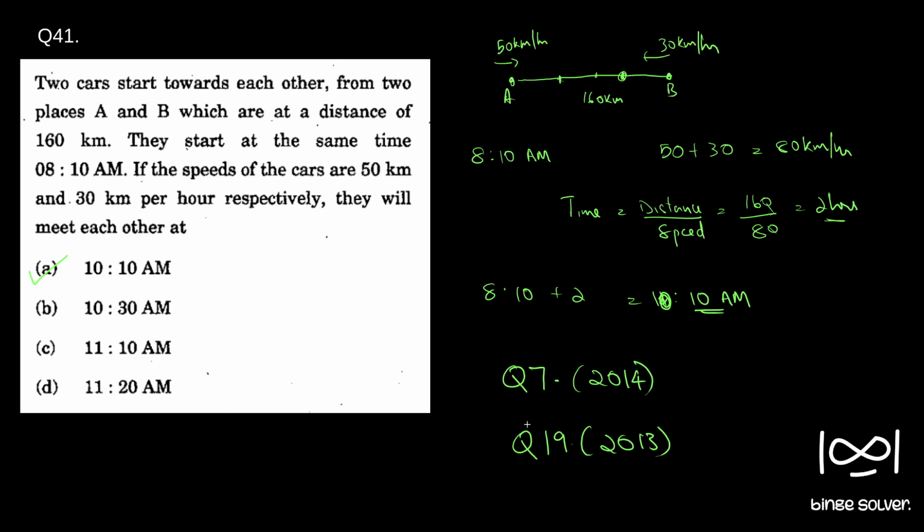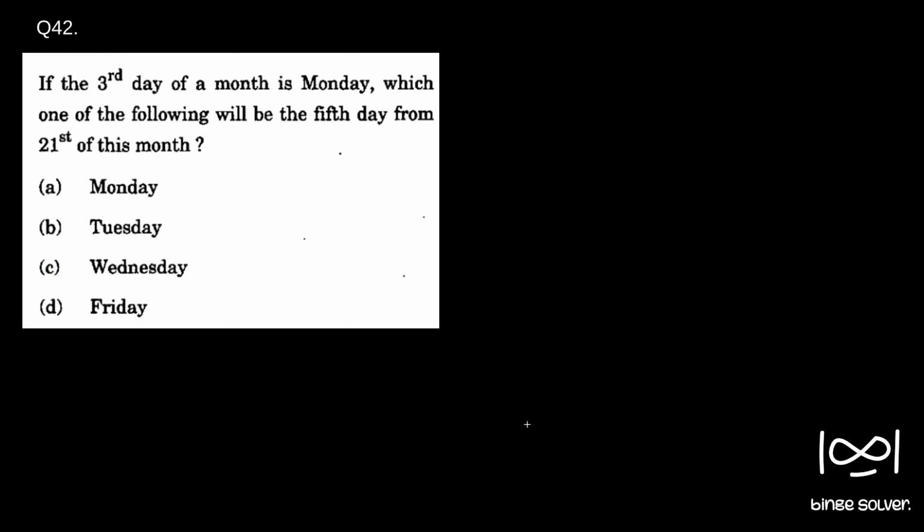Next question, question 42. If the third day of a month is Monday, which one of the following will be the fifth day from 21st of this month? So the third day is Monday. Now we need to find the fifth day from 21st. So we need to find 21 plus 5, which is the 26th day. We need to find the 26th day.